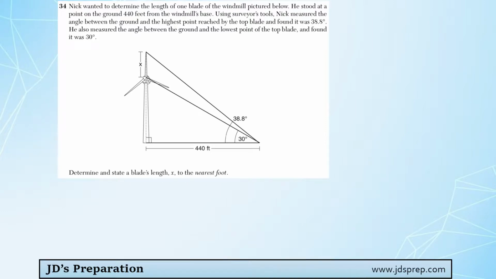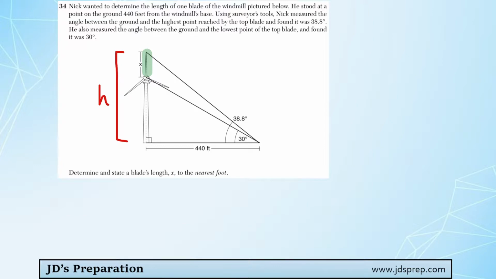This question is asking us to find the length of one blade of the windmill. We can see it's labeled as X there in the diagram. Our strategy is to first find the total length from the top of the windmill down to its base. We'll call that distance h for height.